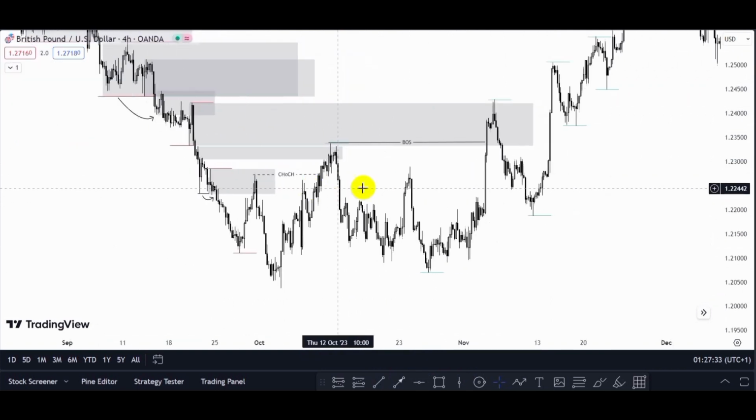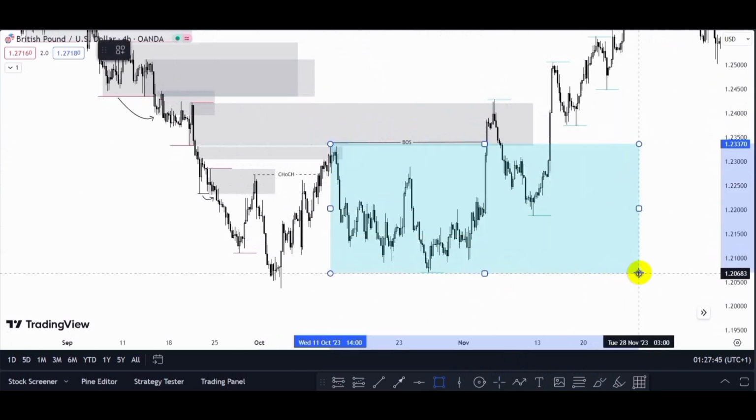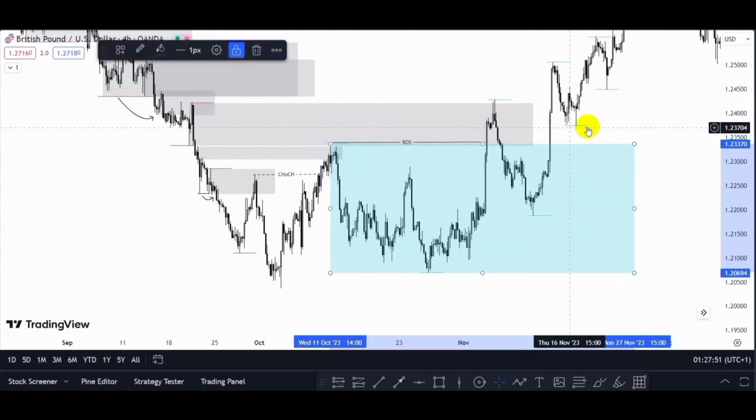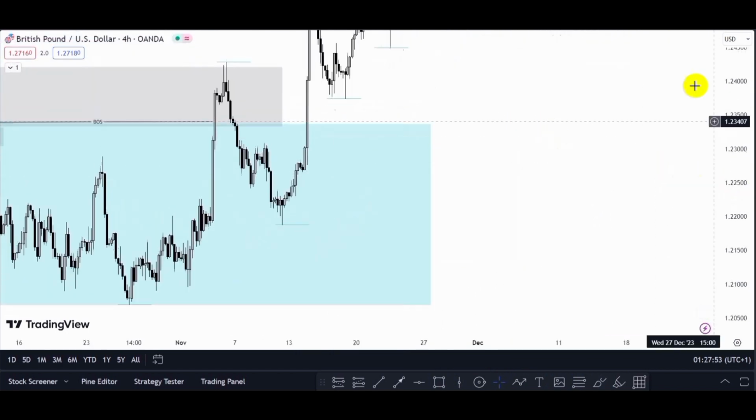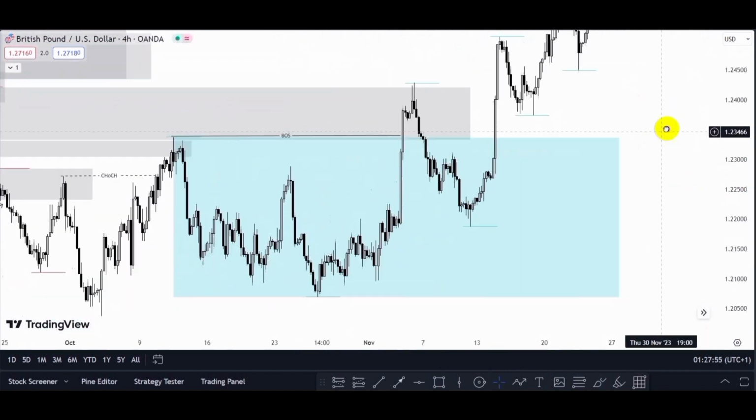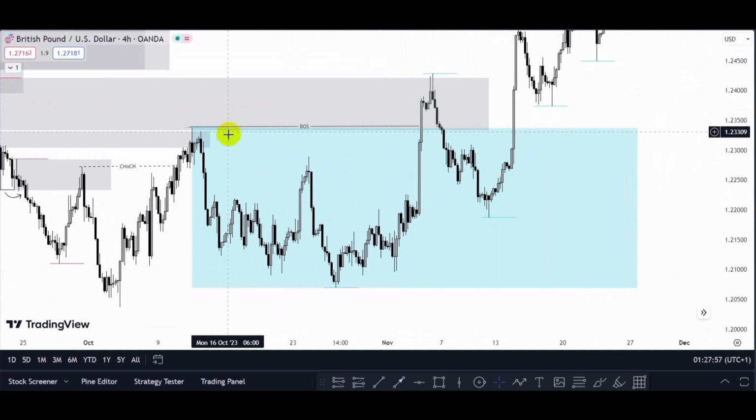Because this is the selling move that gave us the buying move that took out this buy side liquidity. So this is our order flow. This sell move from the high to the low is our IOF zone. So we have the high to the low as our IOF zone.